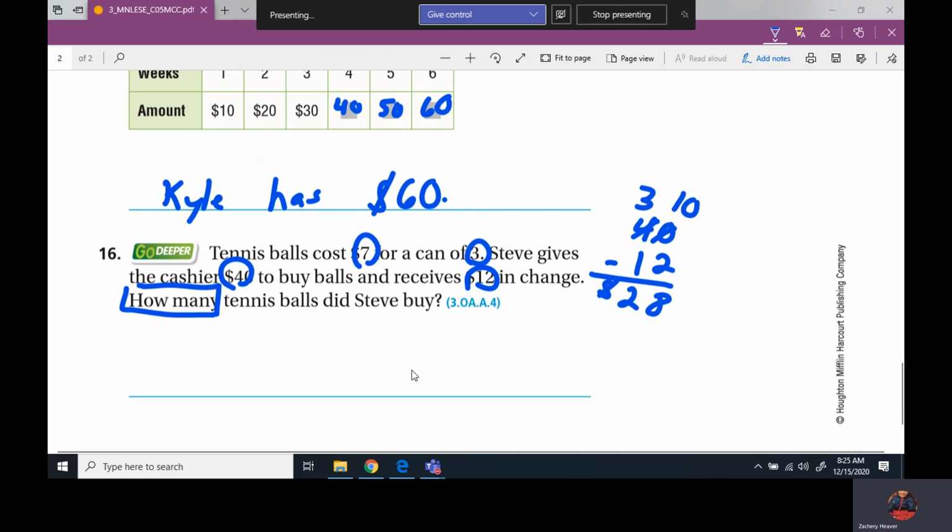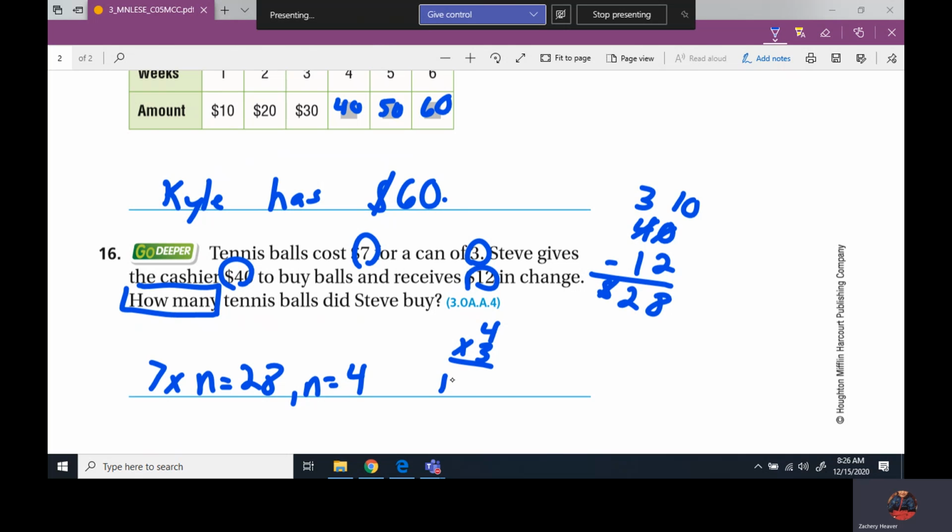Steve spent $28. We know they cost $7 a can. So 7 times N equals 28. So he bought 7 times what is 28? It equals 4. So he bought 4 cans. And if there's 3 in each can, we're going to do 4 times 3, which is going to be 12 tennis balls.